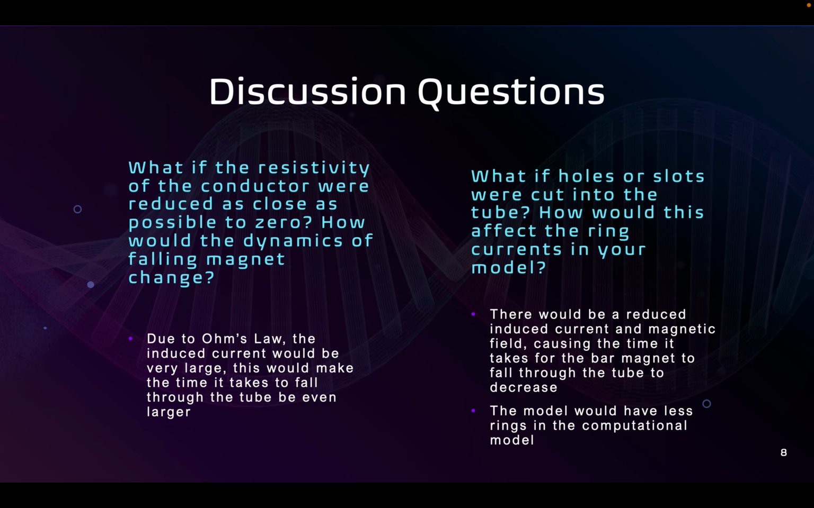What if holes or slots were cut into the tube? How would this affect the ring currents in your model? This would result in reduced induced current and reduced magnetic field, causing the time it takes the bar magnet to fall through the tube to decrease. And the model would have fewer rings in our computational model.